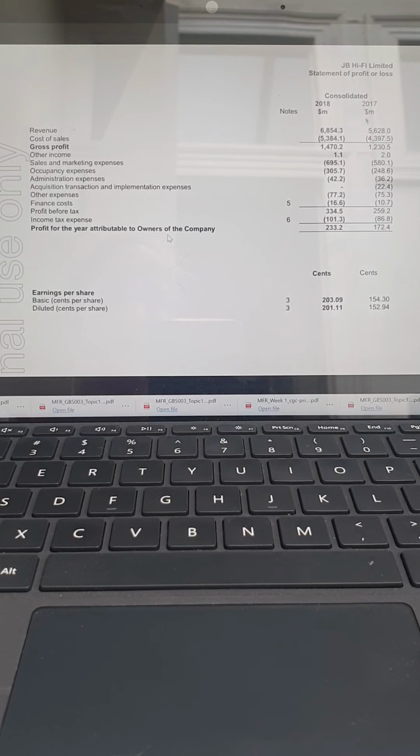So all in all, when we're evaluating JB Hi-Fi, we see our top line revenue growth has substantially increased, and that has flowed through to a bottom line or a profit increase as well for the year. In later topics, we will do percentages, and we can have a look at the actual percentage change that has happened over here. But all in all, the sense that we get is a good profitable position for the organization for the year.